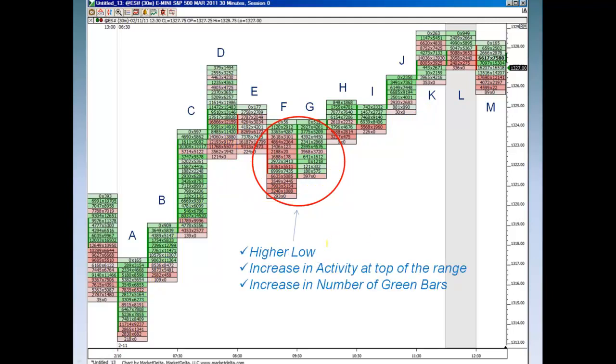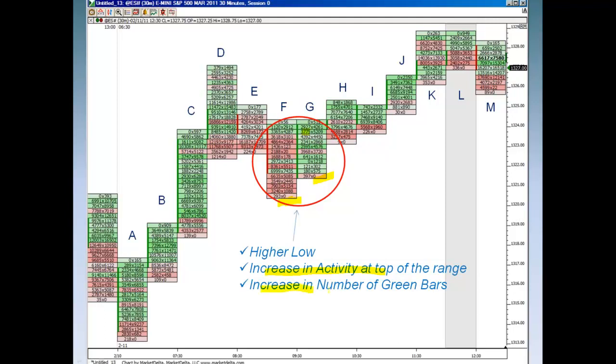Once again, let's cover the characteristics that tell us that another transition has in fact occurred. We see that we have a higher low. Take a look, this low is here, and this low is higher. So now we're starting to move back in the direction of the market. Look at where the increased activity is in the bar. The increased activity, look at the numbers, they're starting to occur on the top of the range. Another indication we're heading up.